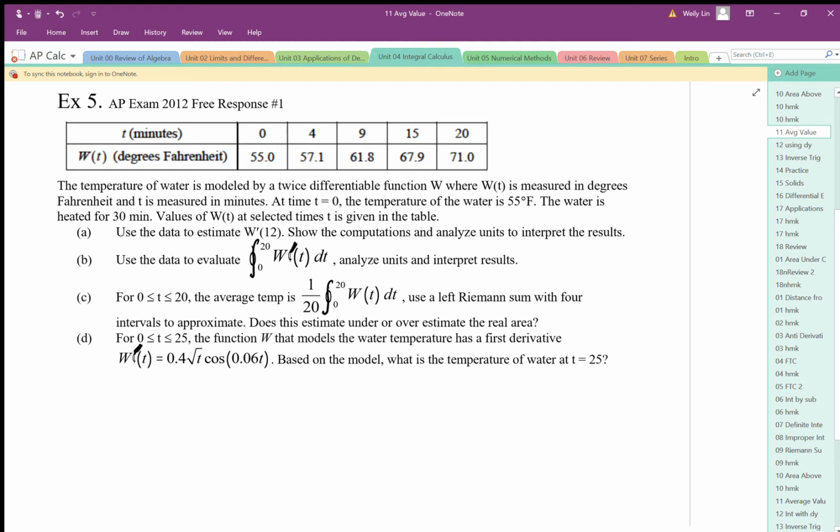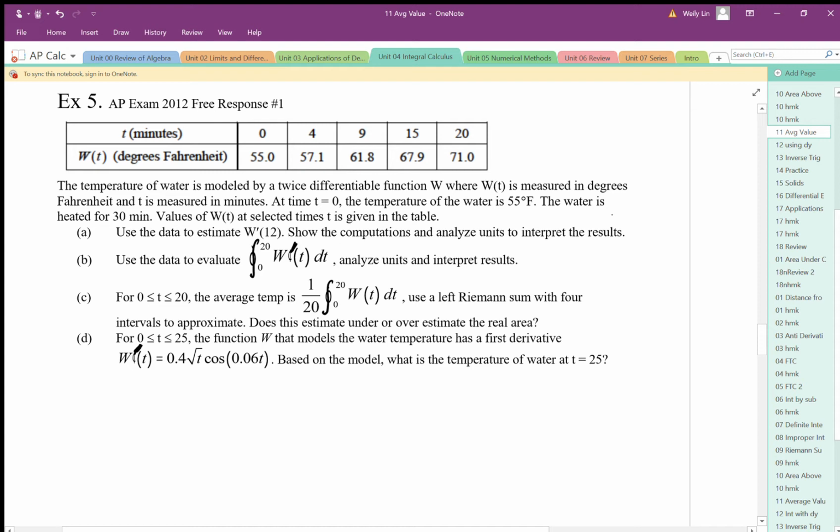Okay, so notice that there we have the W function. This is the water temperature, and then the minutes. We want the change of the water temperature at 12 minutes, which is in here. Now this is a specific AP problem where they want you to estimate the slope between these 2 points. So 12 is going to be in there, so we're going to find the average slope from 9 to 15.